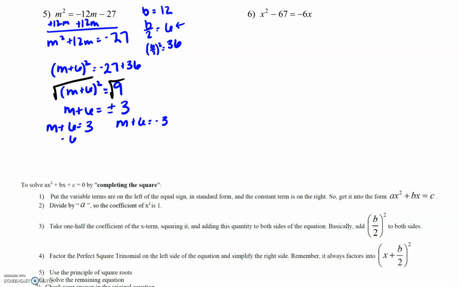So we're going to subtract 6 on both sides. m would equal negative 3, subtract 6, and m would equal a negative 9. So those would be the two solutions to this quadratic equation.